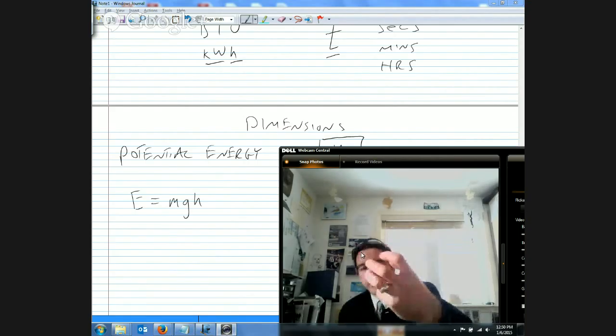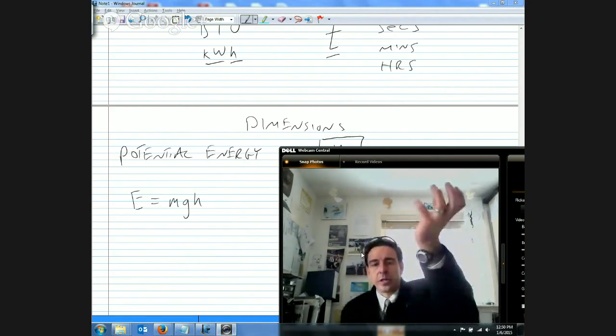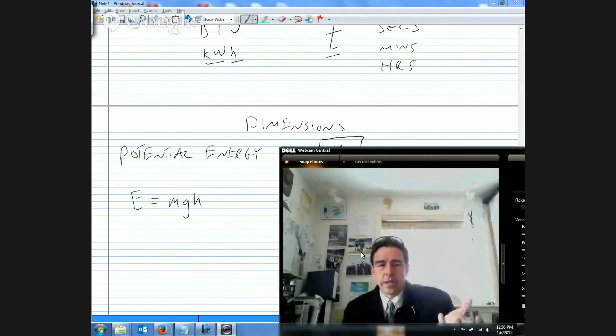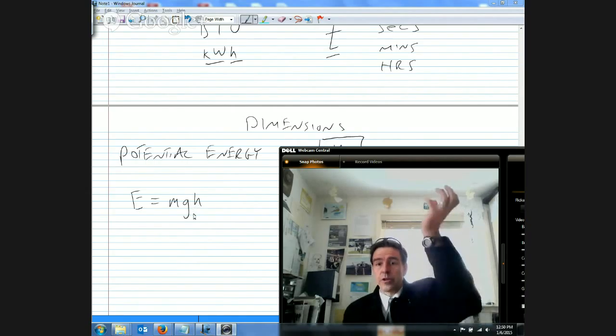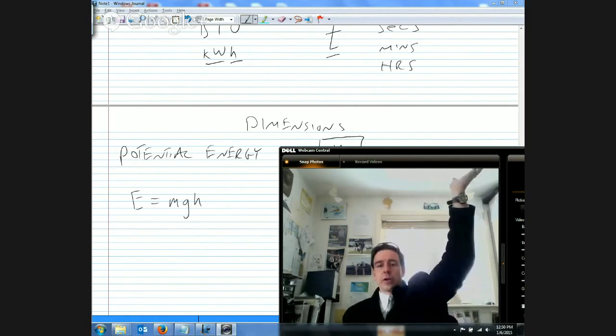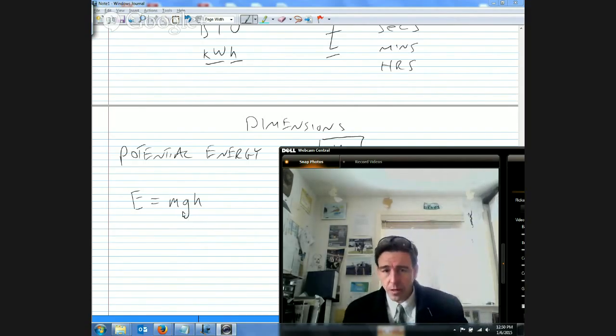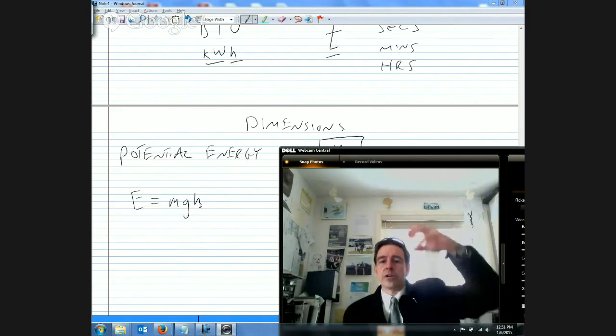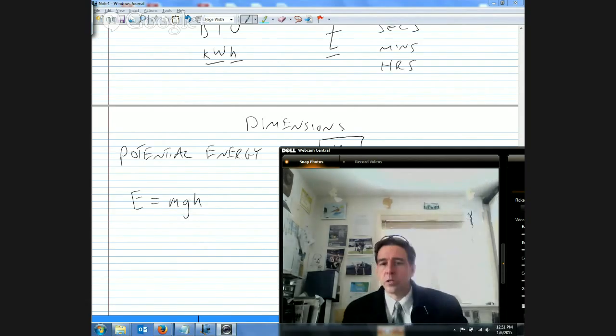The more massive the cup is, if I was lifting a bowling ball instead, it would take more energy. If I were in a heavier gravitational field, like on Jupiter, it would take more energy to lift at that same height. Or if I were going to move it even higher, it would take more energy. So the combination of those three, the more mass, the more gravity, or the more height you have, the more energy it's going to take to move that up. So now let's dig into the dimensions of these three things and see if we can't find out what the dimensions of energy are in fundamental physical dimensions.